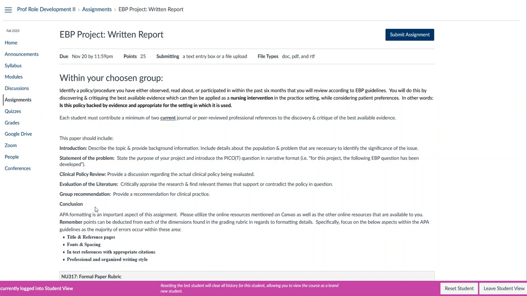And the goal of the paper is to get you, it's multifaceted, right? I want you in the policies of your facility.